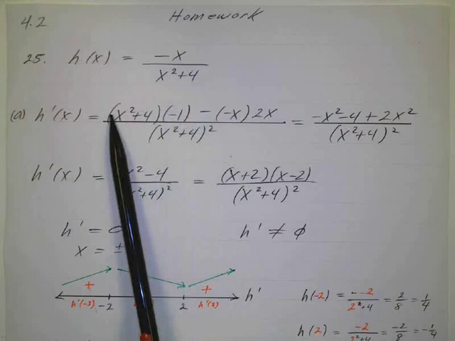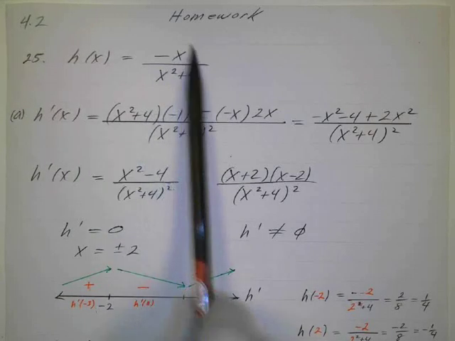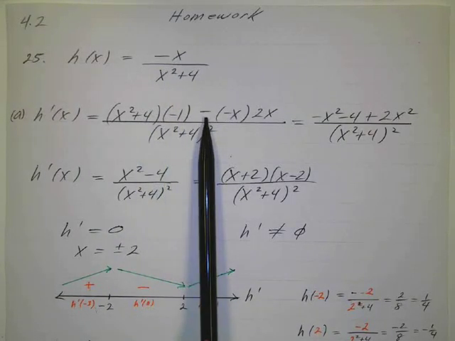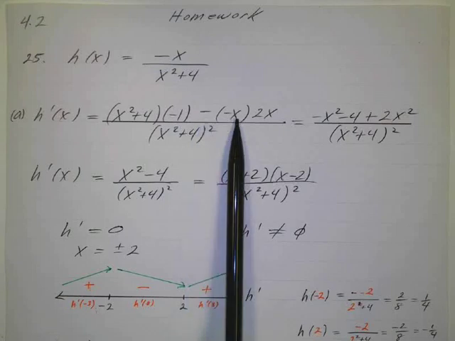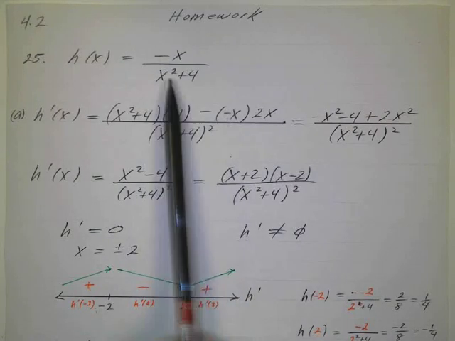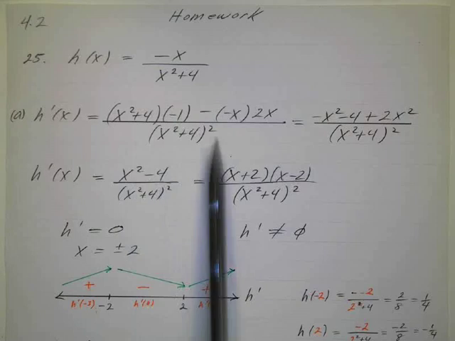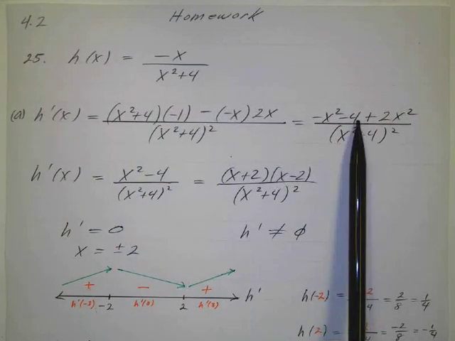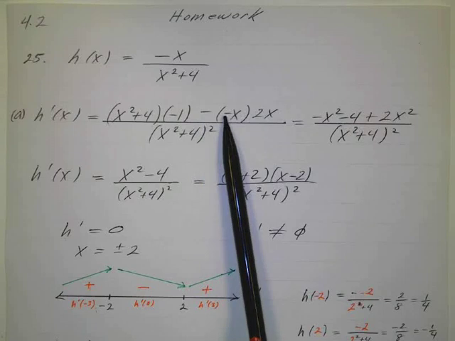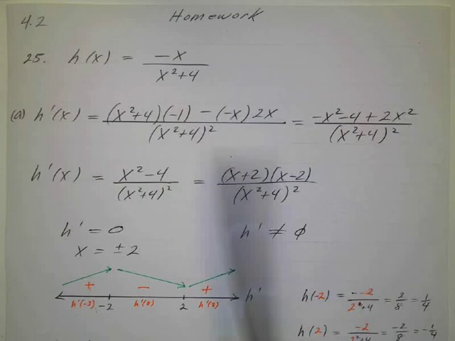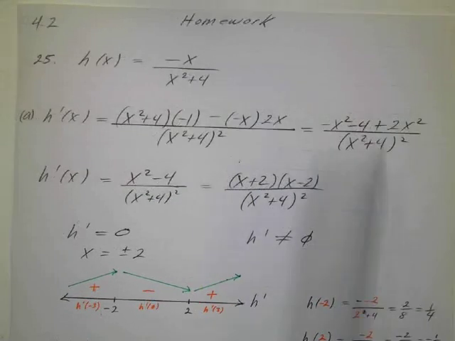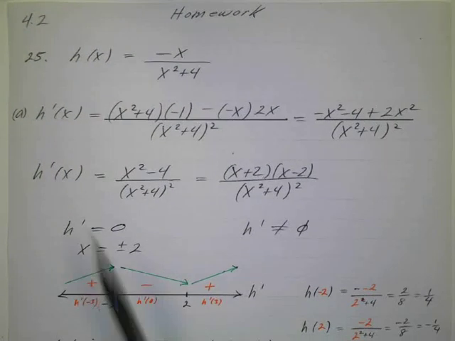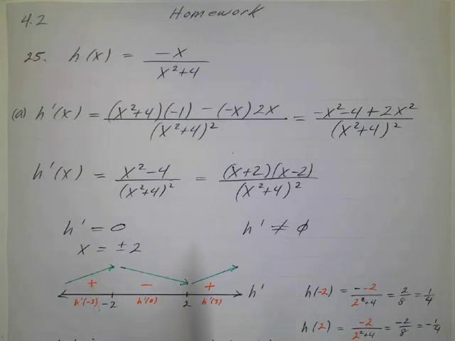So low d high, low is x squared plus 4 times the derivative of the top, which is negative 1, less the top, high d low, the derivative of negative x times the derivative of the bottom, which is 2x, denominator squared below. And this is going to be negative x squared minus 4, and the negative times the negative is positive 2x squared, all over x squared plus 4 squared. So this is all we have. So h prime of x equals, and then we just simplify this.